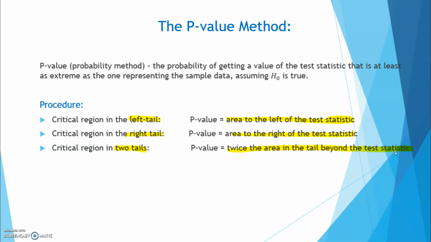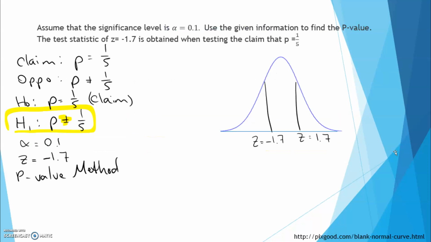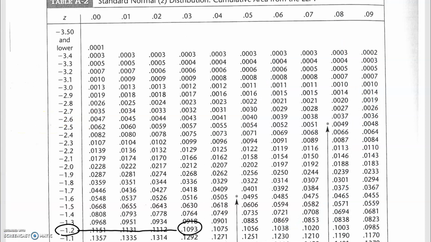So there's two ways you could do this. You could find the area for both of these sides right here, or you could find the area for one and then multiply it by 2. Either way, you'll get the same answer. So I'm going to find the area for this test statistic, which means I need to go back to my z-score table, and I need to find negative 1.7, which is right here, and then 0.